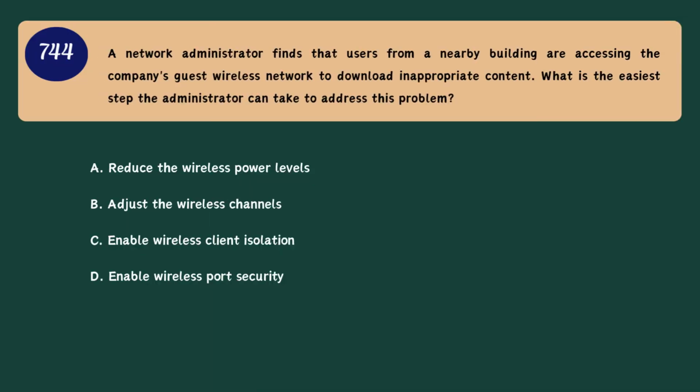Question 744. A network administrator finds that users from a nearby building are accessing the company's guest wireless network to download inappropriate content. What is the easiest step the administrator can take to address this problem? A. Reduce the wireless power levels. B. Adjust the wireless channels. C. Enable wireless client isolation. D. Enable wireless port security.